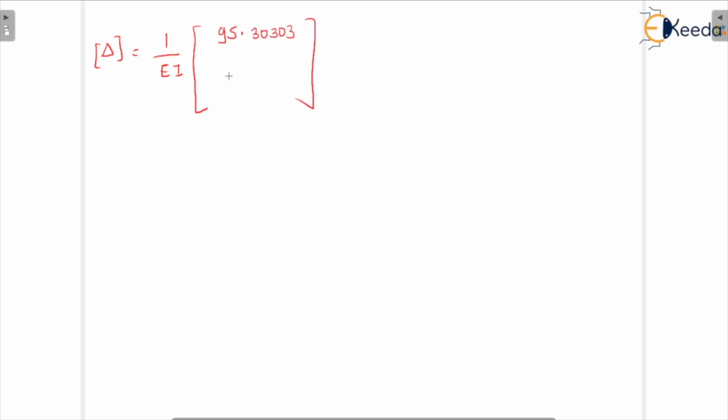95.30303 minus 0.60606 minus 87.69697. Okay, so this is equal to delta 1, delta 2, delta 3, right? And it is theta A, theta B, theta C, that is the rotation, right? If you just check it.